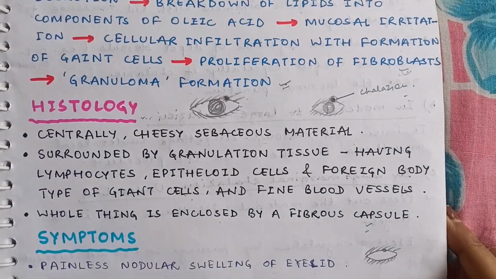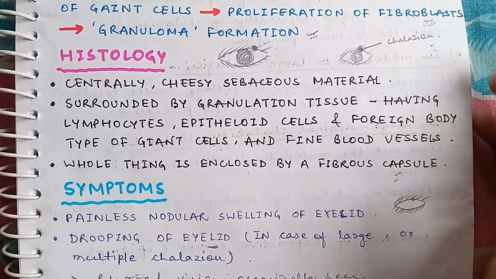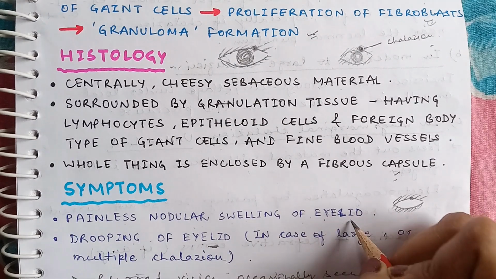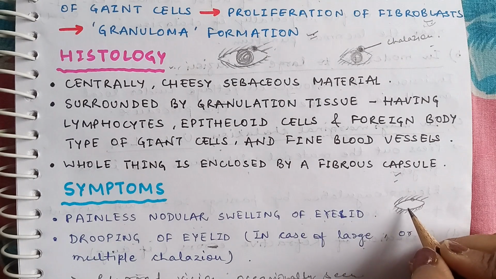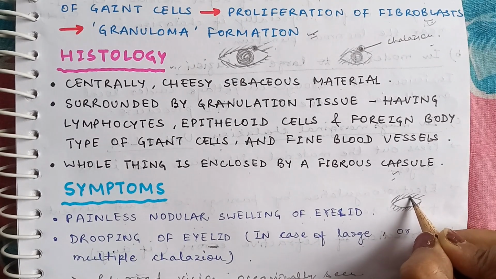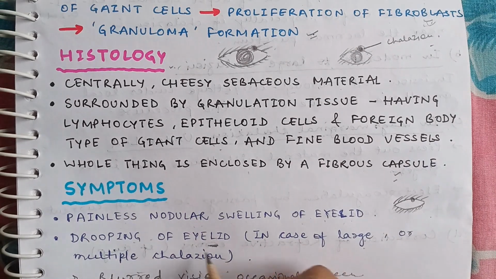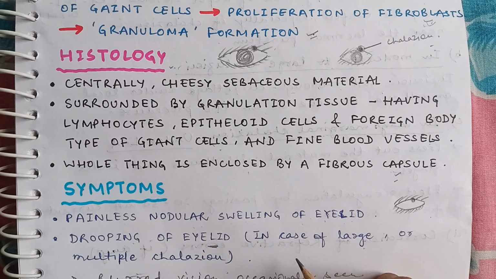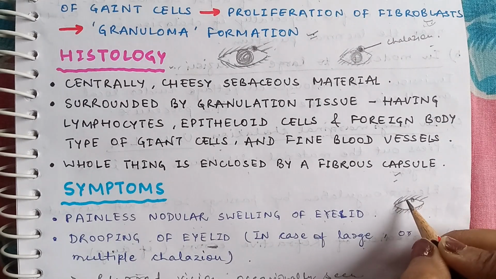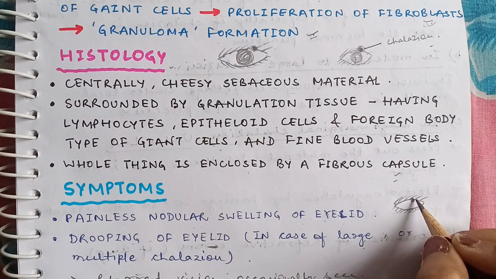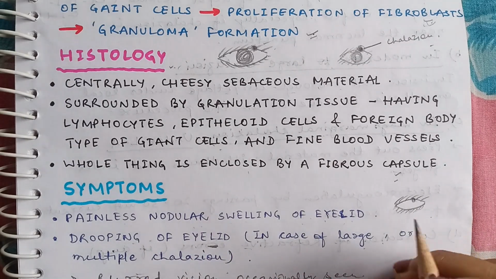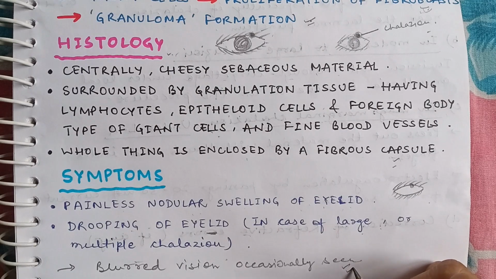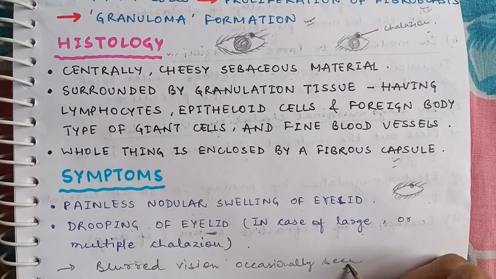Now let's see the symptoms. What are its symptoms? First is painless nodular swelling of the eyelid, in which the increase in size of the lump is the main presenting symptom. Next is drooping of the eyelid. Mild heaviness may occur due to this lump on the upper eyelid, which may lead to fall of the upper eyelid. That is known as drooping of the eyelid. In case of large or multiple chalazia, it may occur. Next is blurred vision, occasionally seen in some patients.